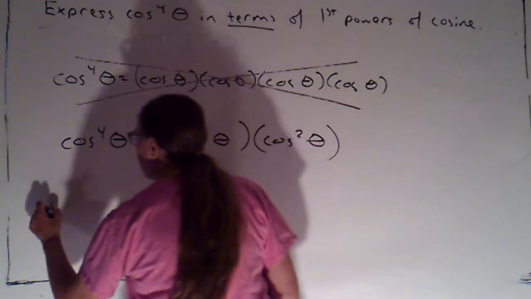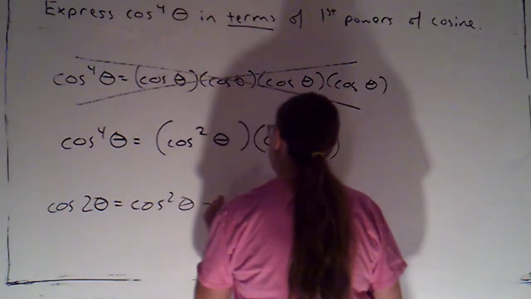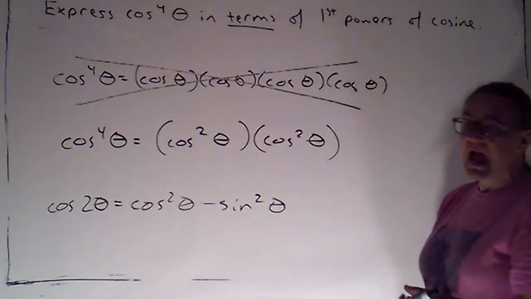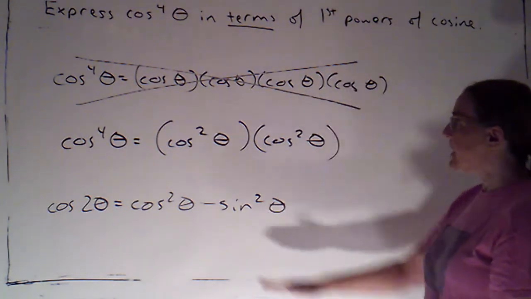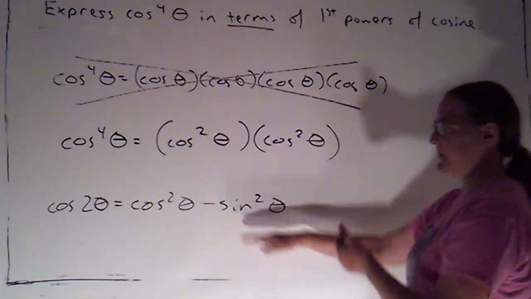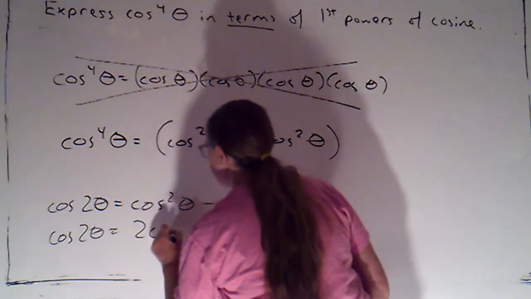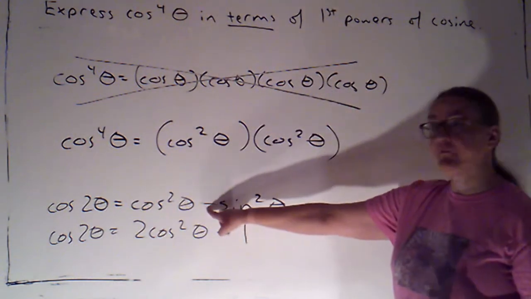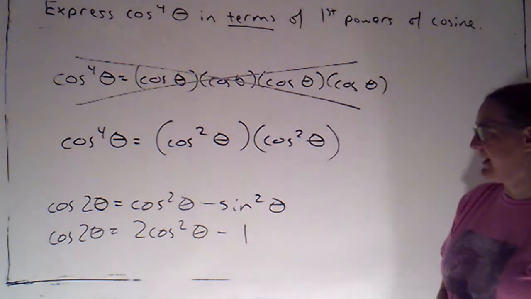Okay. I start with cosine of 2 theta, and I know that's cosine squared theta minus sine squared theta. That's the one that falls out of the sum formula. I can see that I don't care about any sine squareds because I just have cosine squared here. So I'm going to replace my sine squared with 1 minus cosine squared. And when I do that, I'm going to get 2 copies of cosine squared theta minus 1. Because of course that negative will distribute to the 1 and to the minus cosine squared theta.